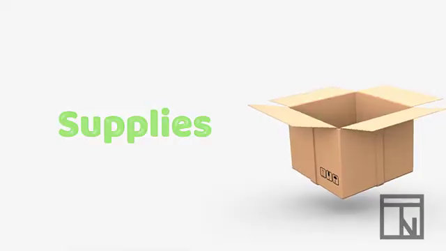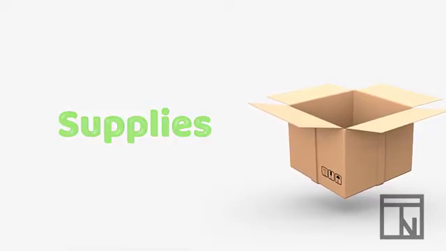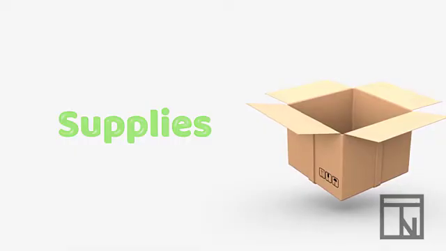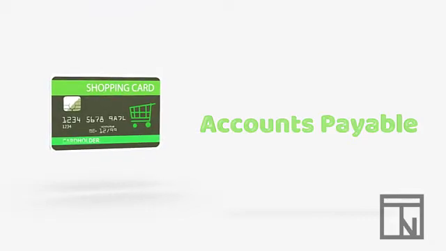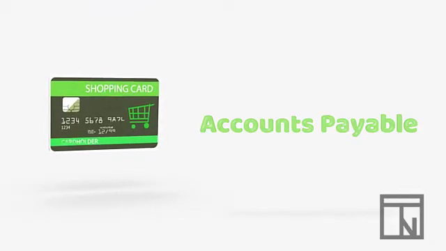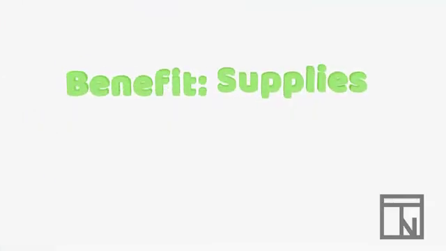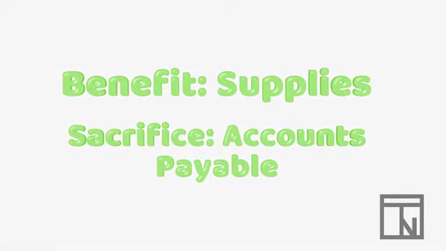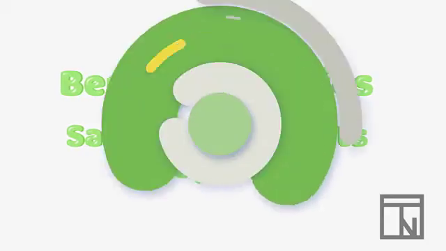Now, let's try and find the accounts associated with these two sides. When we say Jill purchased supplies, that would go to the supplies account. In a previous video, we learned that on account means accounts receivable or payable. Since Jill is purchasing, this would be accounts payable. So our two accounts for this transaction are supplies as a benefit and accounts payable as a sacrifice.